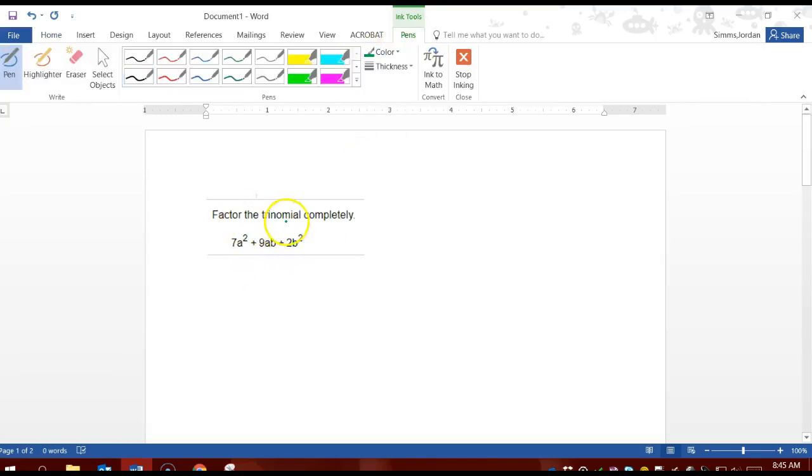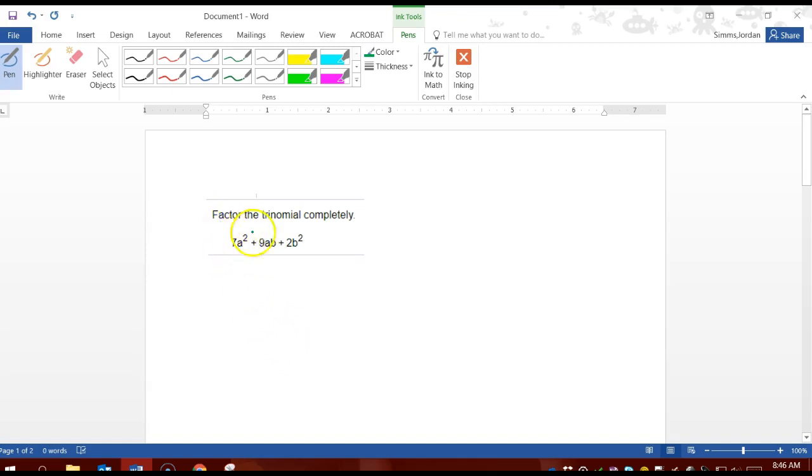First things first, we're going to factor this trinomial completely. This is definitely one of the dirtier ones because neither of these terms are a perfect square. So remember, when we're looking at trinomials, always take a look at the first and last term. If they're perfect squares, you can take it down really easy because it's a perfect square trinomial. In this case, it's not.